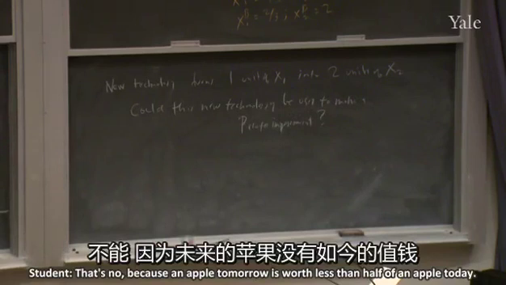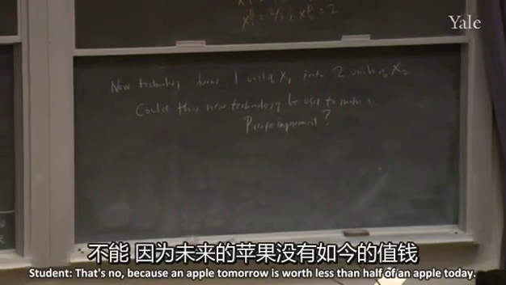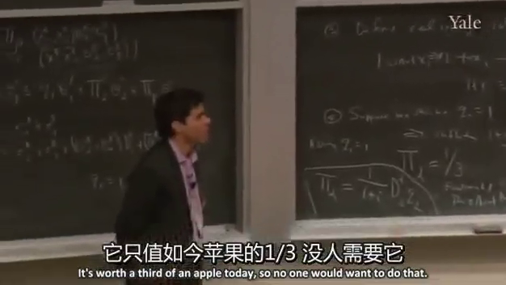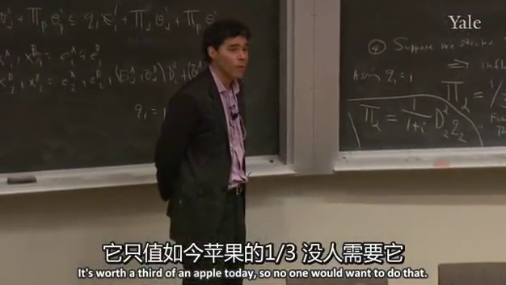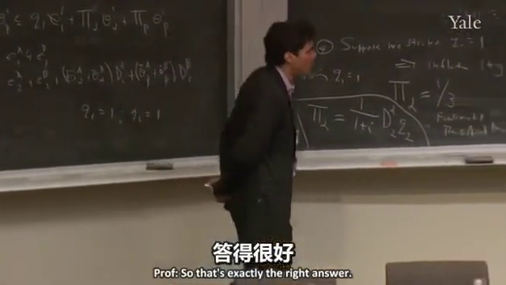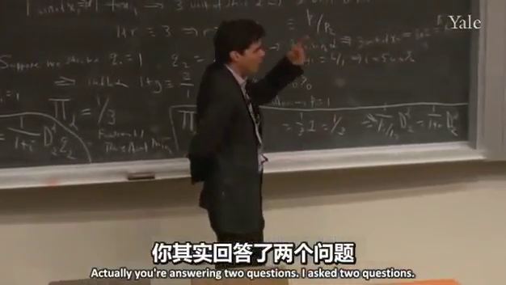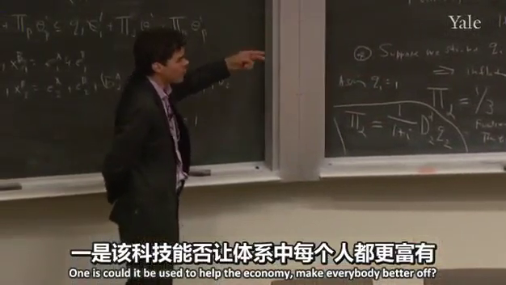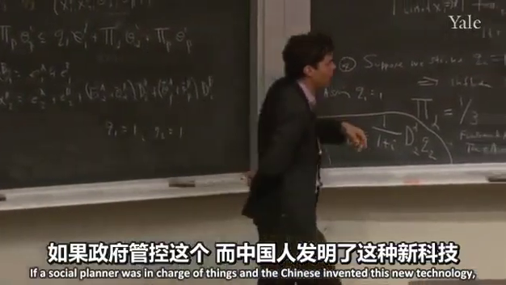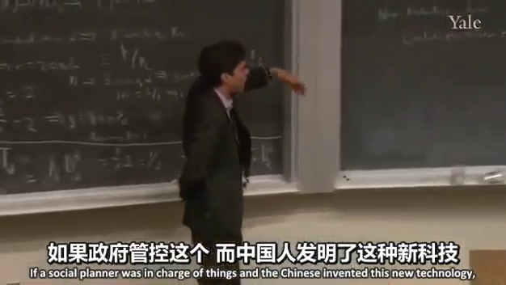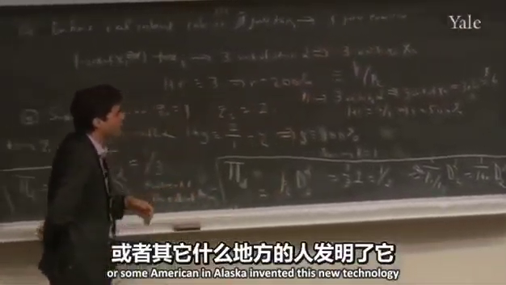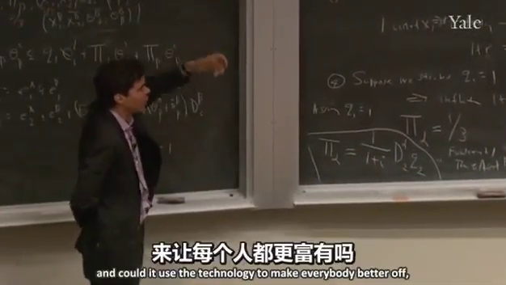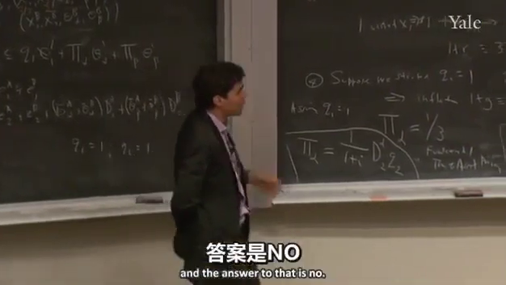No, because an apple tomorrow is worth less than half of an apple today. It's worth a third of an apple today. So no one wants to do that. Okay, so that's exactly the right answer. Actually, you're answering 2 questions. One is, could it be used to help the economy make everybody better off? If a social planner was in charge and the Chinese, or some American in Alaska, invented this new technology, should the government use it, and could it use the technology to make everybody better off? The answer to that is no.